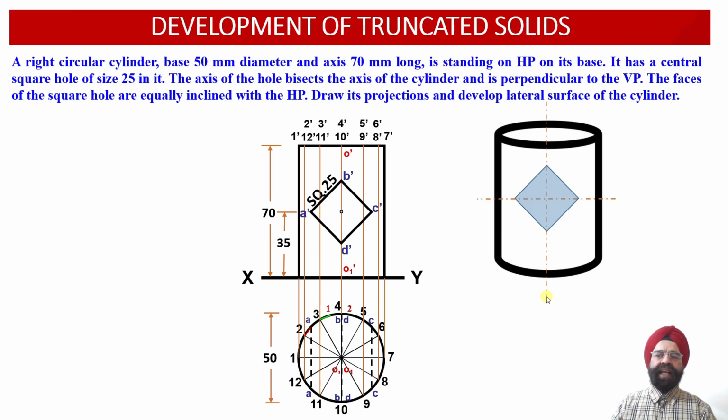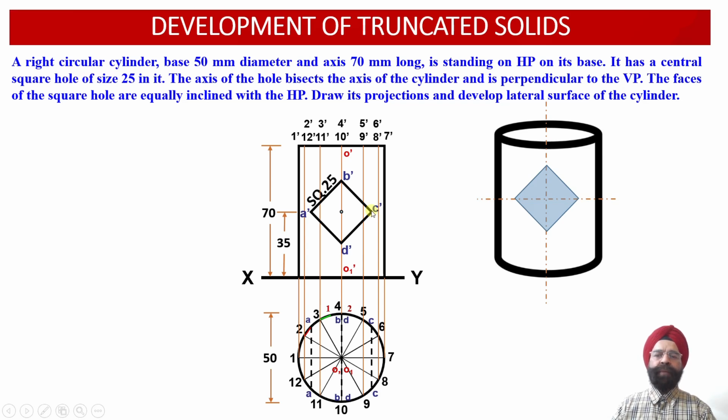Now this cylinder has been cut by a square hole in such a way that the center of the square hole is going to coincide with the center of the axis of this particular cylinder, and the axis of the square hole happens to be perpendicular to the vertical plane. The edge of the square hole happens to be 25 mm, and the two edges of the square hole happen to be equally inclined with respect to the horizontal plane.